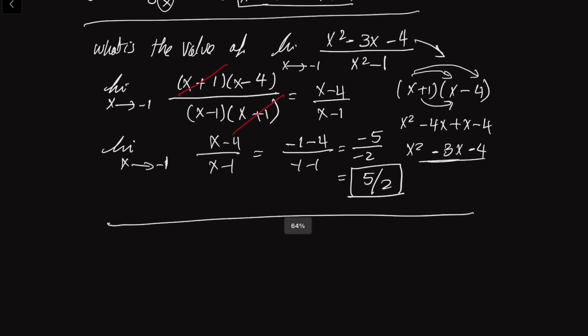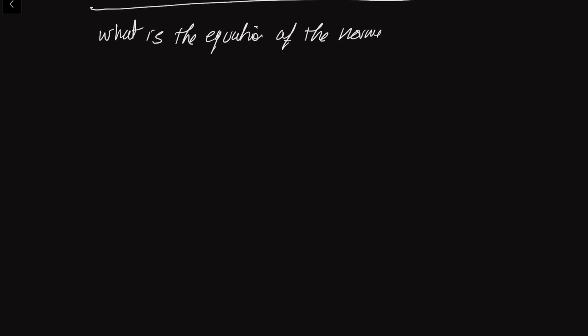All right. Okay. Let's have another problem. This problem is, what is the equation of the normal to f of x equals 3x minus 5 cosine 2x at x equals 0. Okay, there are some rules we need to learn first.